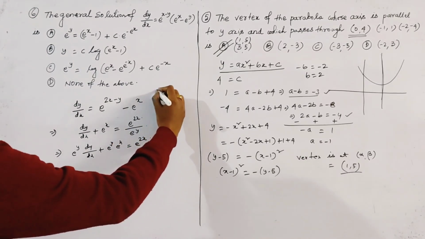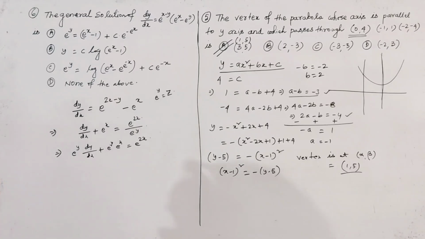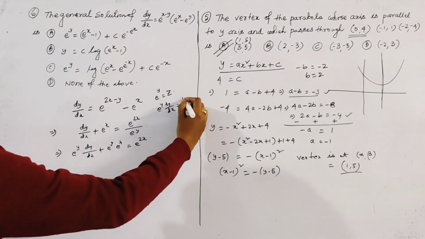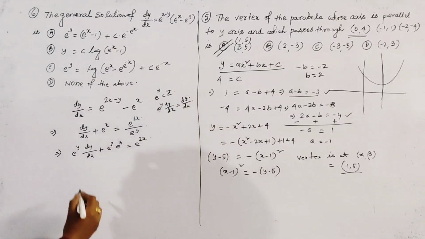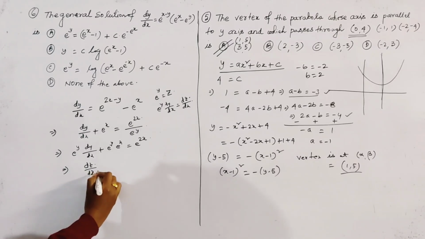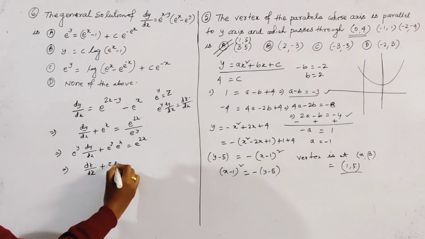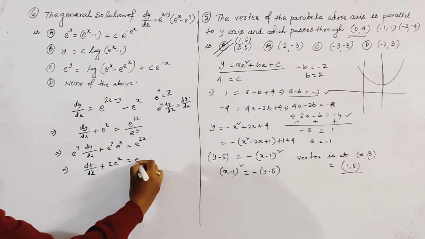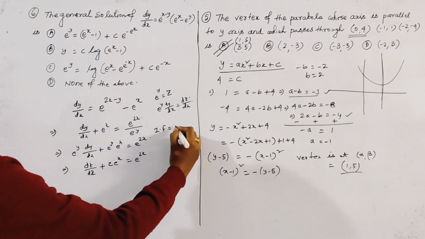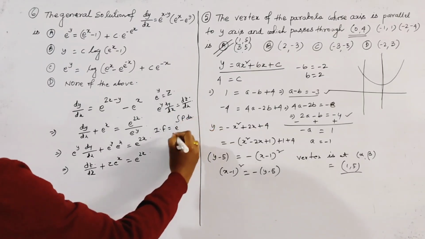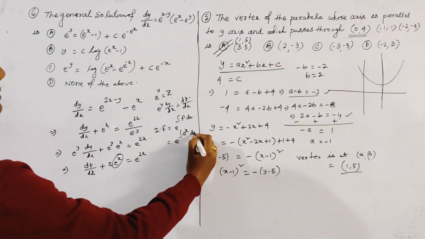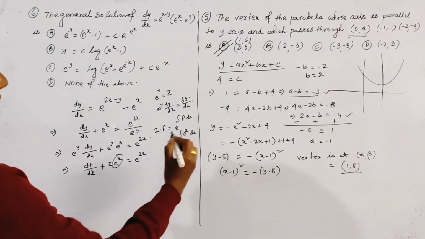Here we put e to the power y equals z, and we get e to the power y dy/dx equals dz/dx, right? So we get the linear form dz/dx plus z into e to the power x equals e to the power 2x, and the integrating factor is e to the power integration of p dx. Here e to the power integration of p means e to the power integration of e to the power x dx, that is e to the power e to the power x.